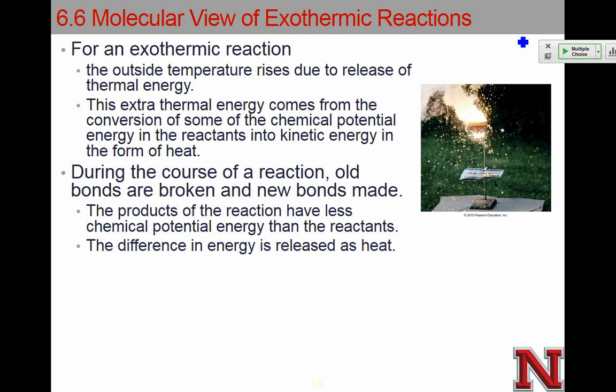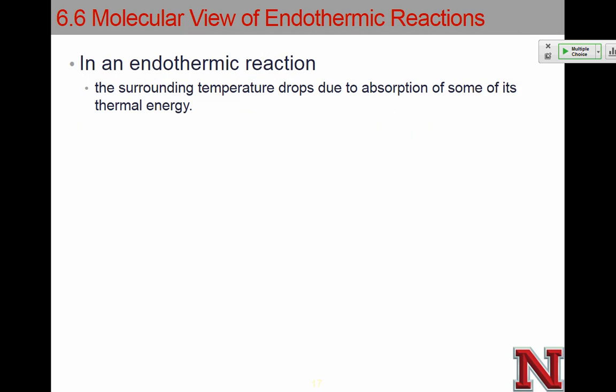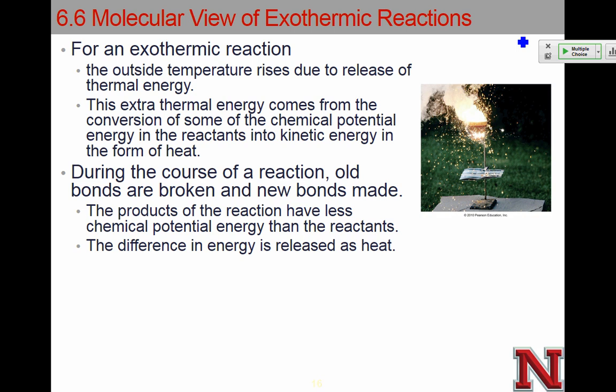So this all affects our amount of kinetic energy that can form heat. During the course of a reaction, some bonds are broken, some bonds are formed. If the products of a reaction have less chemical potential energy than the reactants, then the difference in energy is released as heat. So mapping this out, and we're going to talk about these a little bit more, but I want to introduce it now. We'll often use what's called a reaction coordinate diagram.